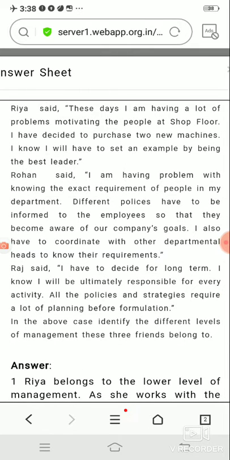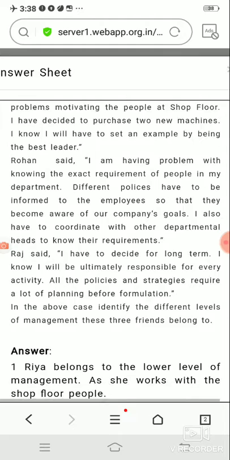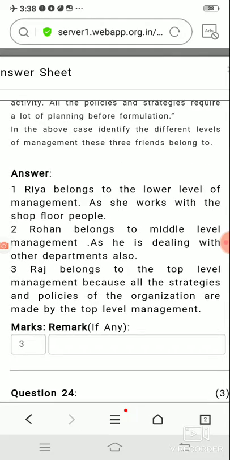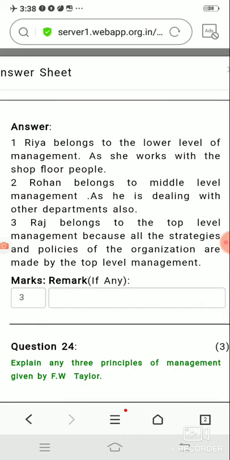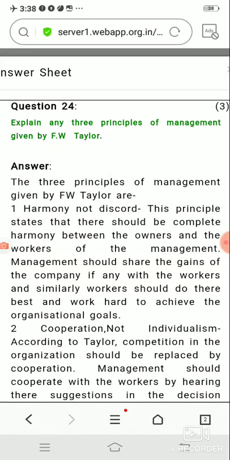Now next, Rohan, because Rohan was talking about requirement of people department wise, right? So it means he is working in a middle level. And because Riya said that she has to motivate the people working on the shop floor, means operational level, it means Riya is working in the lower level of management, right? So here this child has written Riya belongs to lower level of management, Rohan belongs to middle level of management, and Raj belongs to top level of management, which is the correct answer. Now go through with the next question.